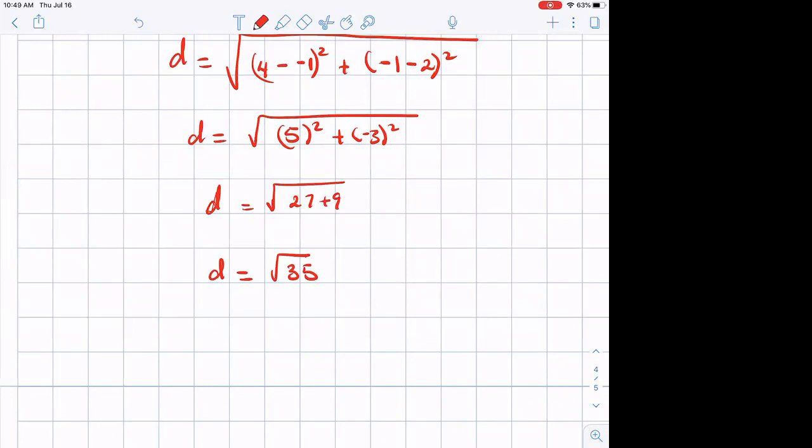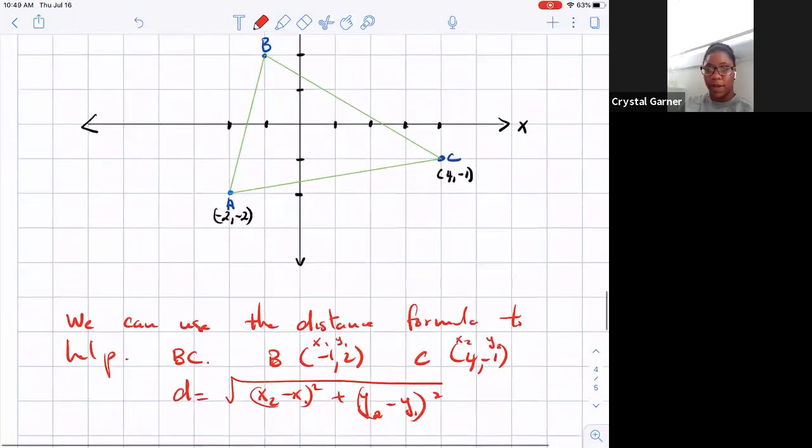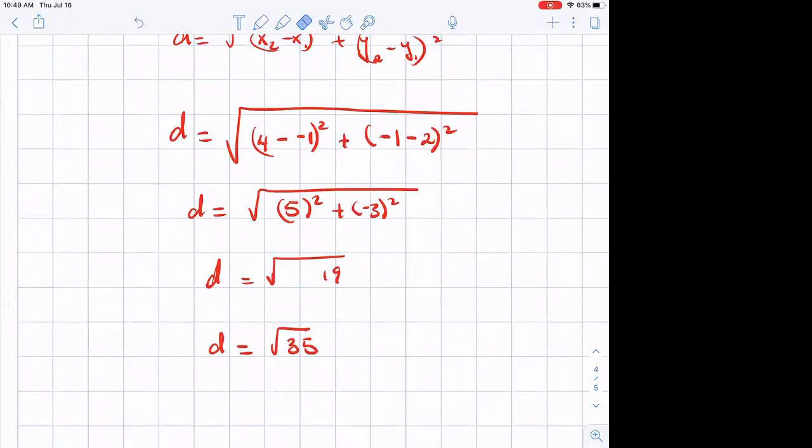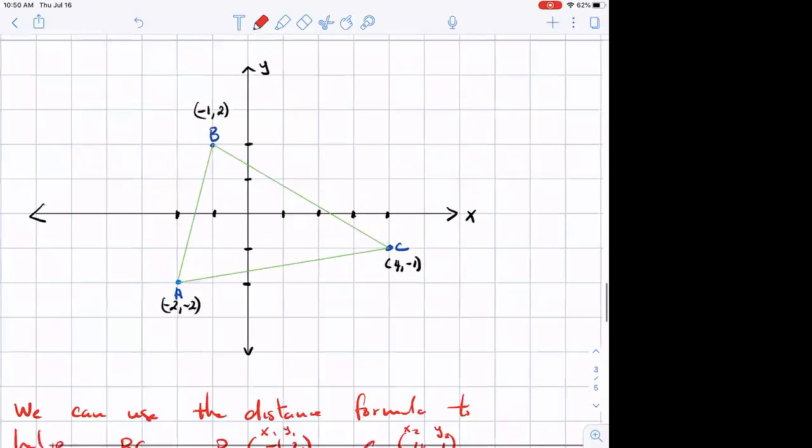You agree? What does that tell me? Yes, you got to change it. Thank you. Where did I get 35 from? That'd be 34. Okay. So all that tells me is that this here is the square root of 34.